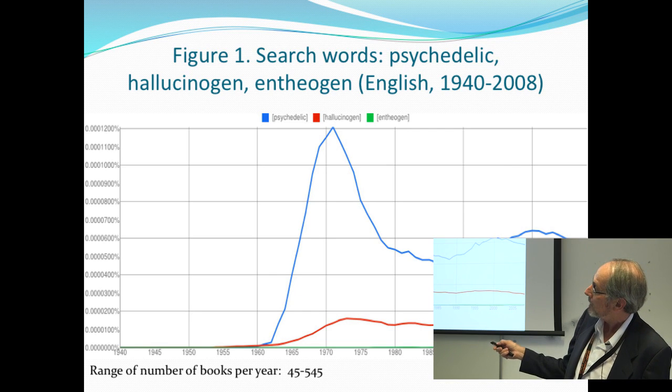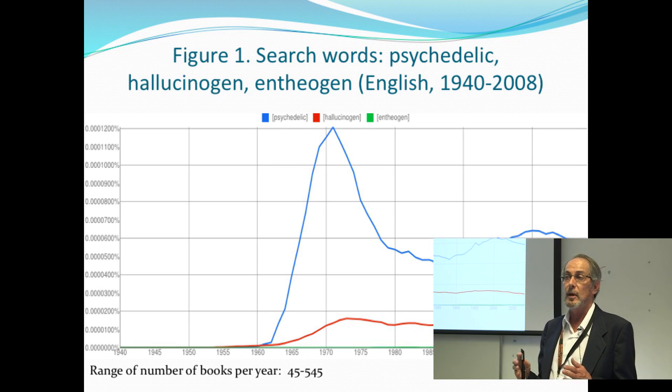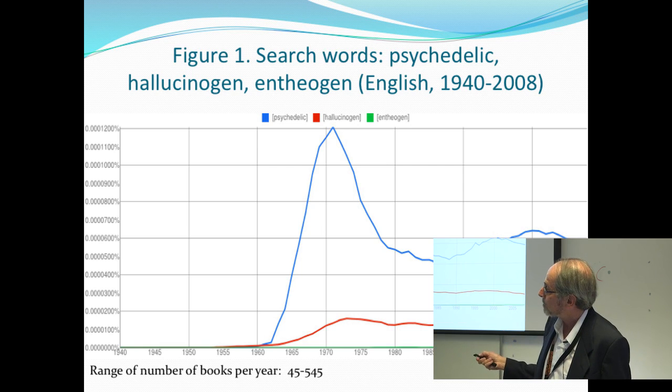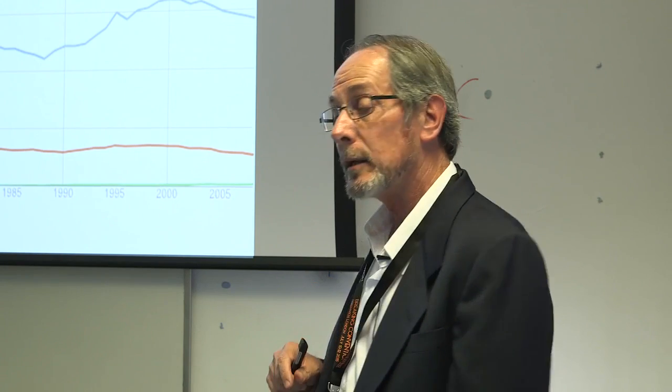So the axes are the date line along the bottom. And on this side, you'll see the percent of total books in that corpus that have these words. And we're getting down to some pretty small numbers. So just roughly what we're talking about here, on an annual basis, somewhere between 45 and 545 books have been accounted for through this search process. Okay? So we have the English corpus.